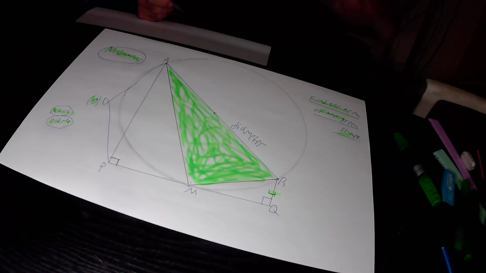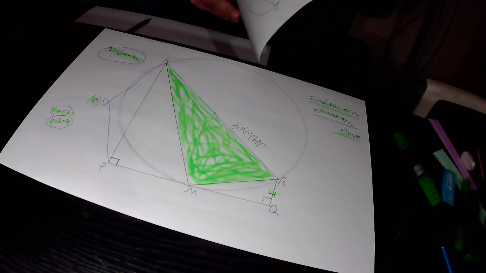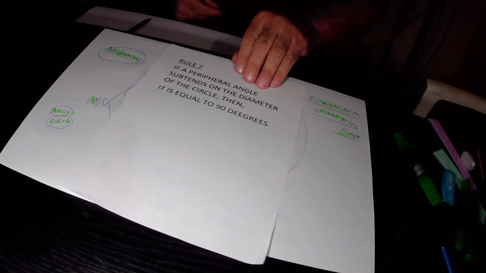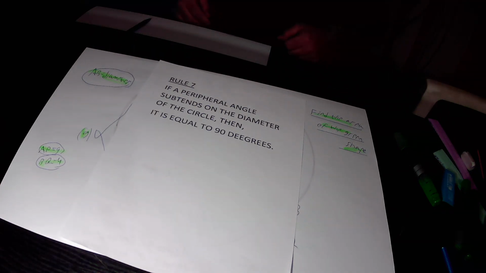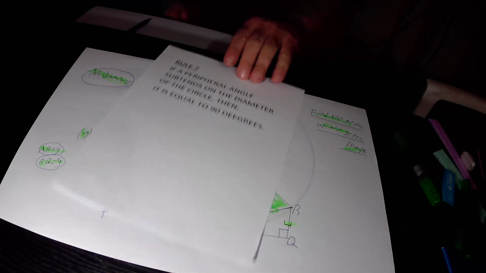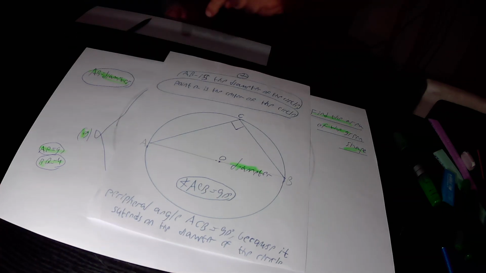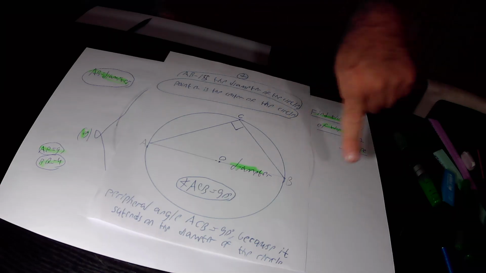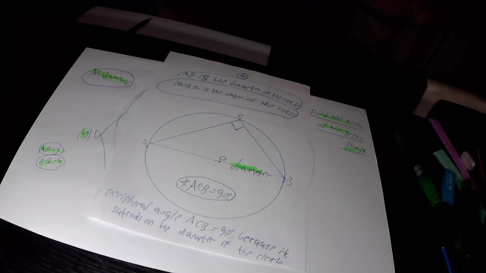So here we can implement rule 7 in our drawing. I click quickly on rule 7. According to rule 7, if a peripheral angle subtends on the diameter of the circle, then it is equal to 90 degrees in its size. In the drawing we have a circle. This is called AB, that is the diameter of this circle.